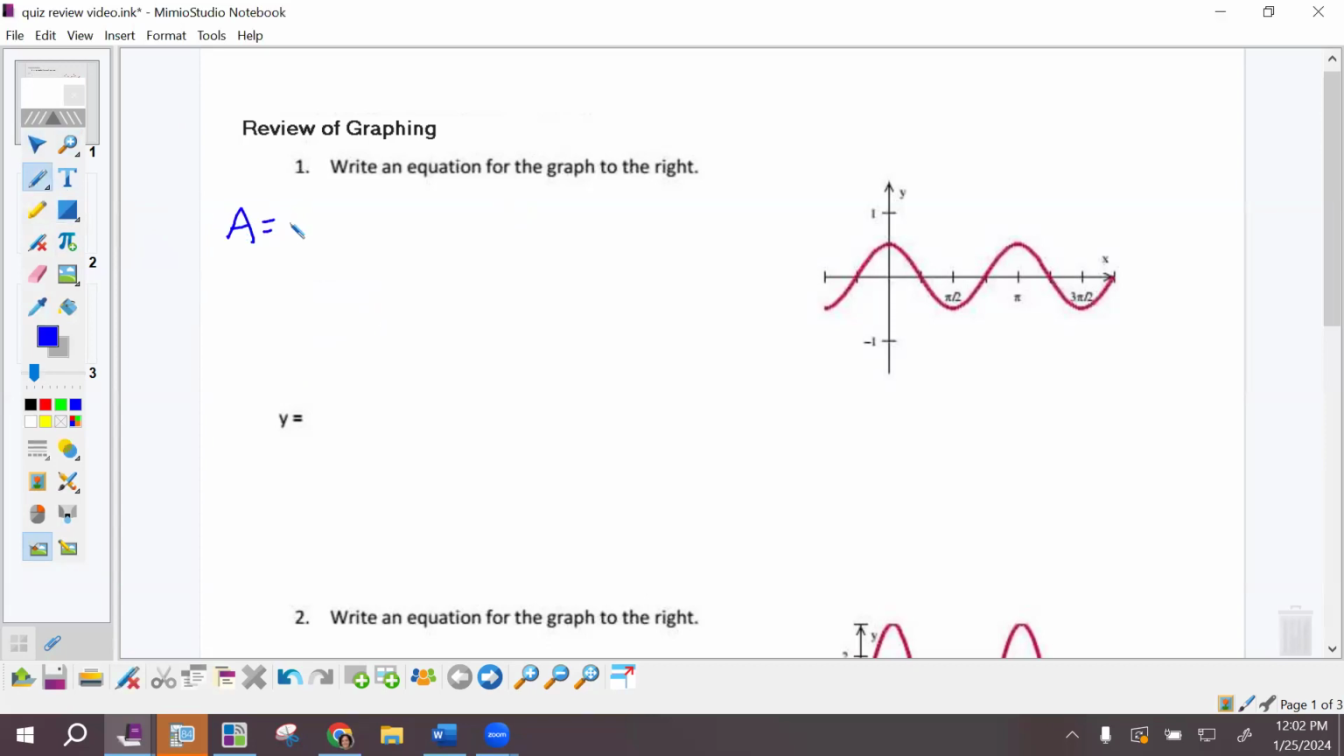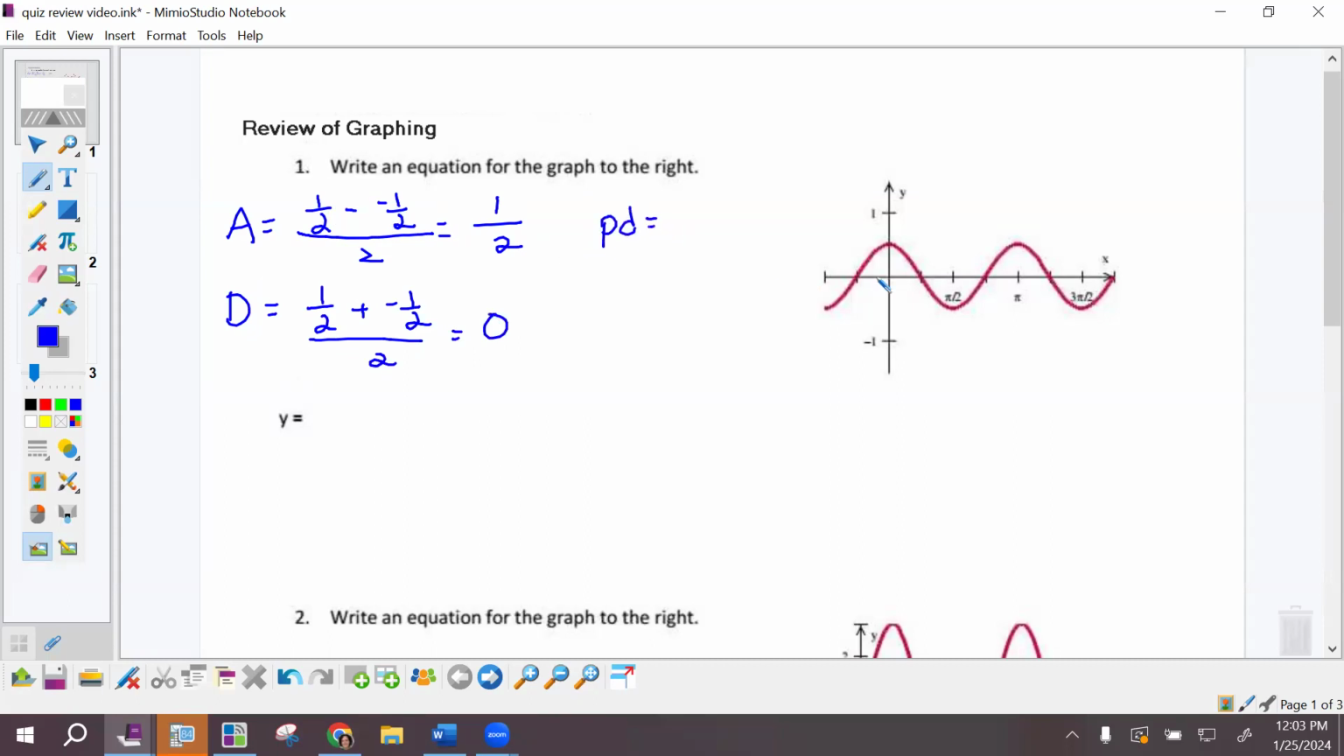So A for amplitude, the maximum y value minus the minimum y value divided by 2. So minus a negative is adding. A half plus a half is 1. So our amplitude is a half. I like to do midline next. Maximum y value plus minimum y value divided by 2.